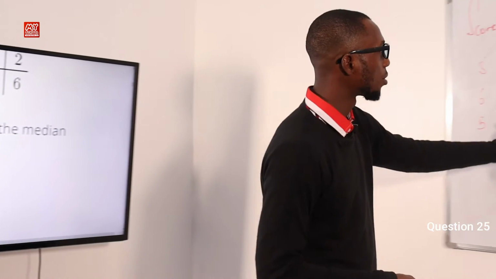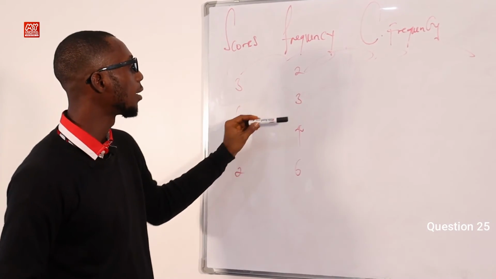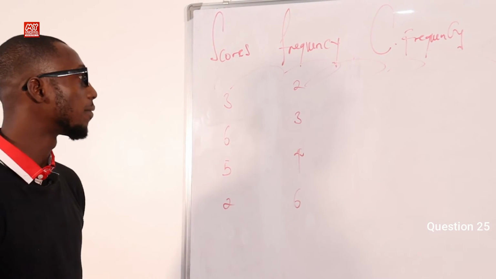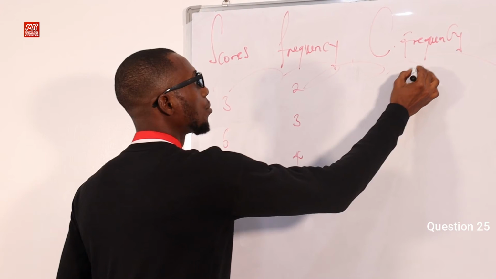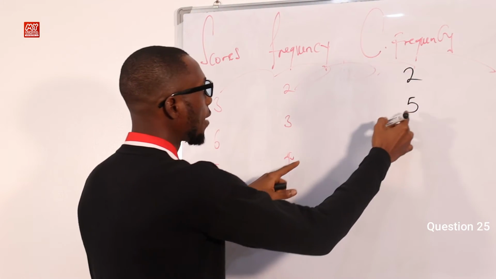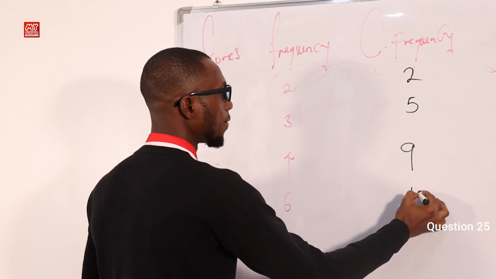So this is the preparation that we have. We have 3, 6, 5, 2. We have 2, 3, 4, 6. So to have the median, let's just calculate the cumulative frequency. That will be 2. Okay, 2 plus 3, we have 5. 5 plus 4, we have 9. 9 plus 6, we have 15.